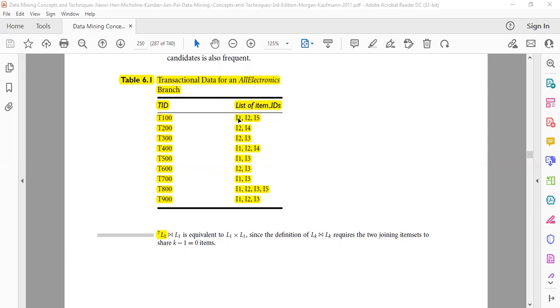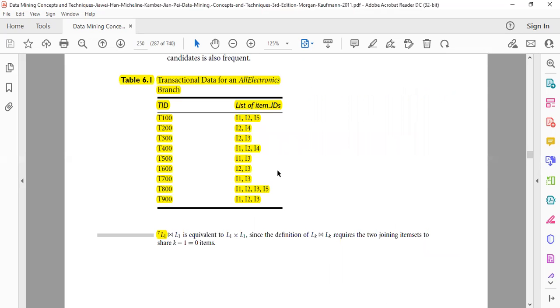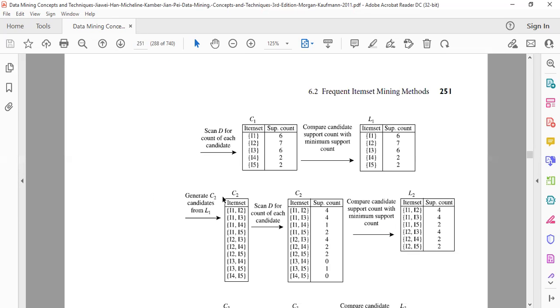So if I count I1, I1 appears in P100, then P400, P500, P700, P800, and P900. I'll count how many times this is, and similarly I'll count for all other items. When I count for all these items, this comes out to be 6, 7, 6, 2, 2. Item I5 appears 2 times, as we can see, item I5 is in transaction P100 and in transaction P800. So this is the first C1 set that consists of all the items and the support count.